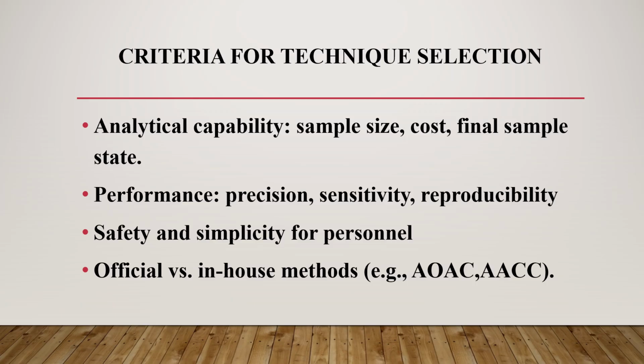Next, we look at the performance metrics. Precision means consistent results. Sensitivity refers to detecting small amounts. Reproducibility ensures results can be repeated across labs. We also consider practical concerns, like is the method safe to use? Is it simple and fast enough for routine testing? Finally, we ask whether the method is official, validated by organizations like AOAC, or an in-house method which may be newer but still reliable if properly validated. These criteria help ensure the technique is both scientifically sound and practically feasible.